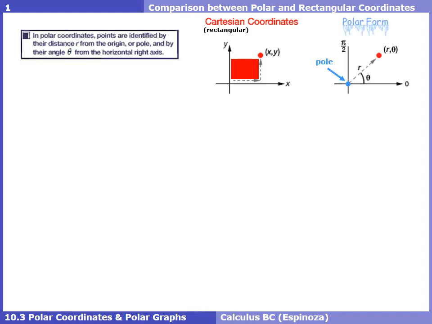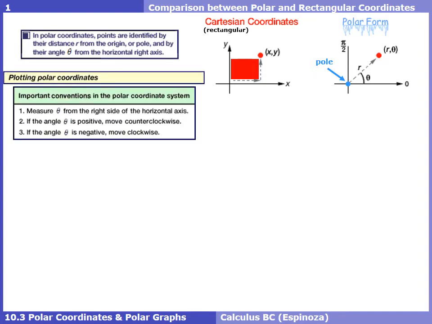In the polar coordinate system, on the other hand, we have to look at things slightly differently. In polar coordinates, points are identified by their distance r from the origin or the pole, hence the name polar form, and also by an angle theta from the horizontal right axis. So to get to a point in the polar coordinate system, we're going to measure out some angle from our zero angle, and then go out some distance r from the origin or the pole. That's how we're going to define points in this polar coordinate system. And this should remind you a lot of the unit circle.